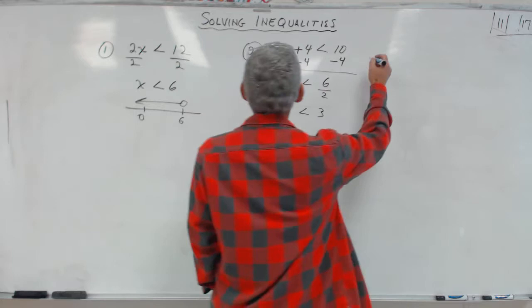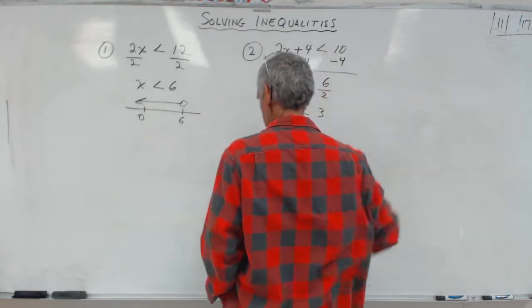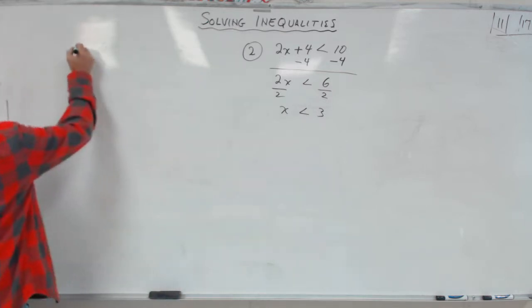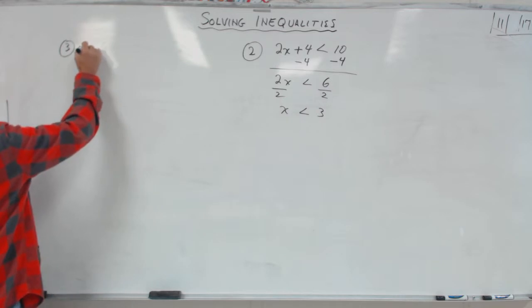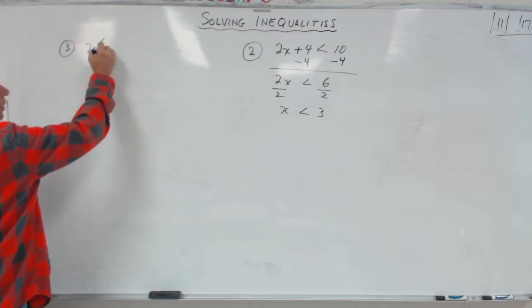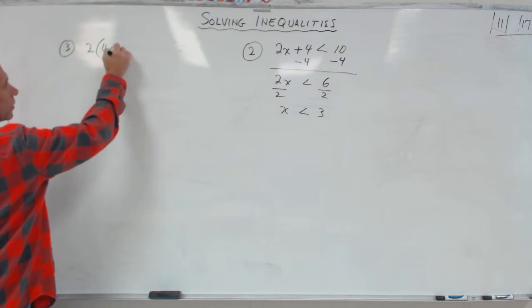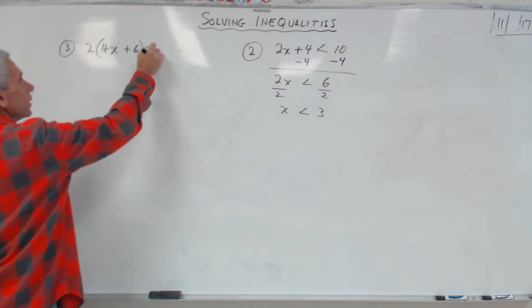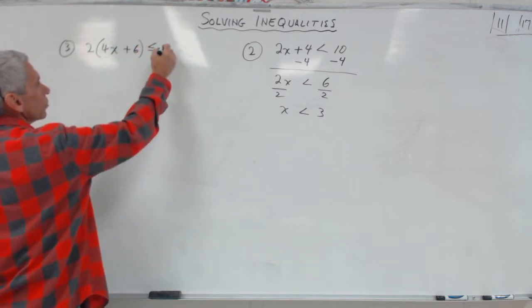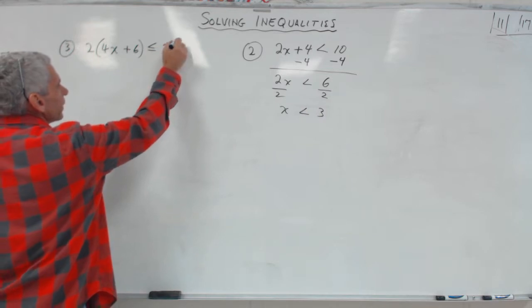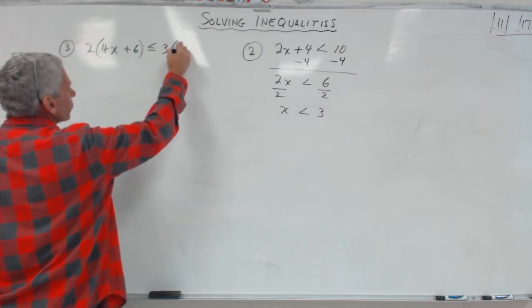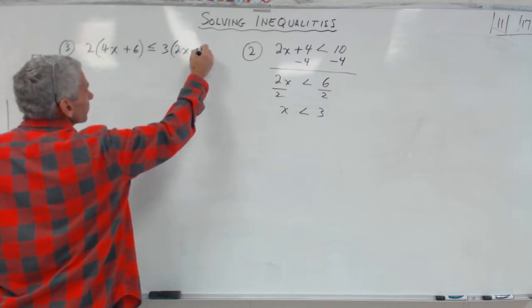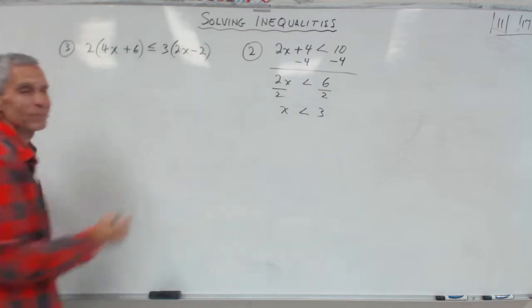Now, what if I gave you, let's see, anything else? Okay, let's do this. Let me just start over here. So what if I gave you this? 2 times 4x plus 6 is less than or equal to, I don't know, 3 times 2x minus 17. 26. Keep it simple.